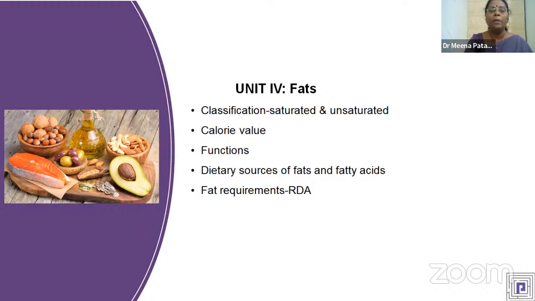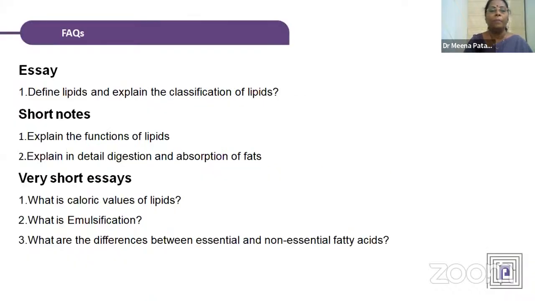In this, we will cover classification, saturated and unsaturated fats, the calorie value, the functions of fats, dietary sources of fats and fatty acids, and fat requirements according to RDA. Coming to questions, essay, we will tell about only one question here. Define lipids and explain the classification of lipids. Under short notes, explain the functions of lipids, and the second one, explain in detail the digestion and absorption of fats.